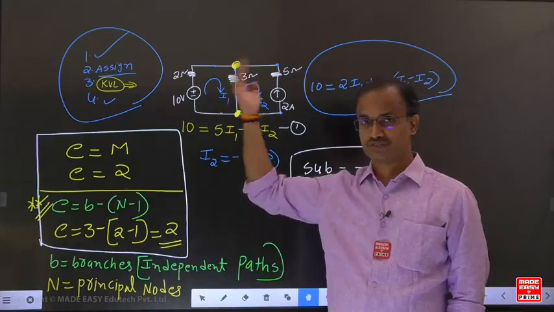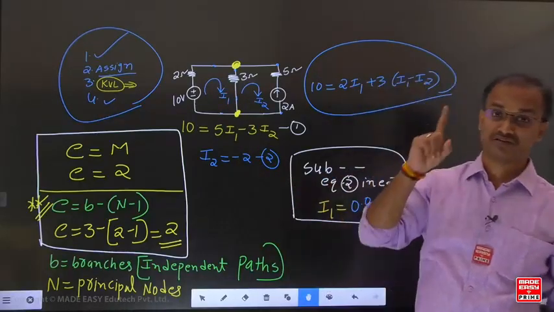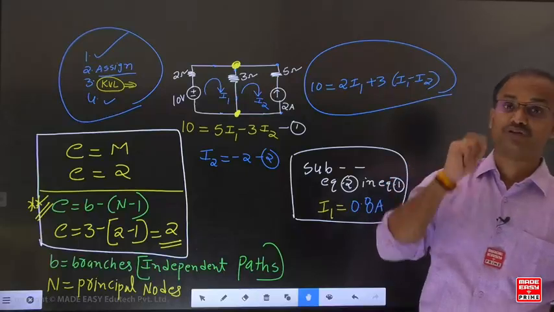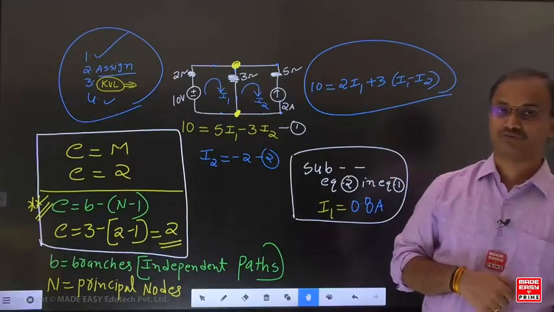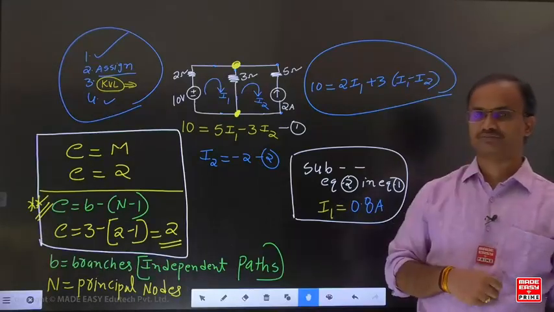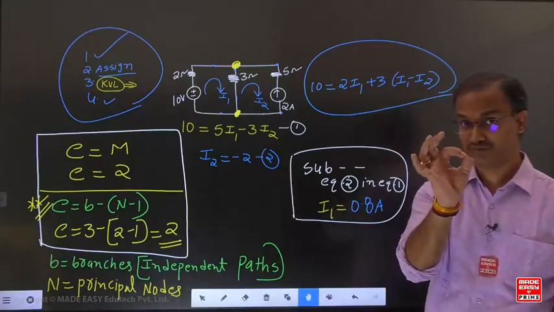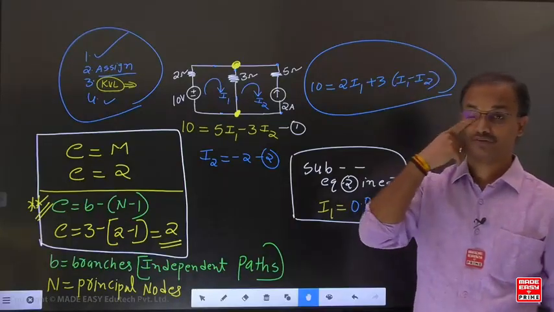But in loop 2 the current source is there, so we get the answer directly. That means how many actual KVL equations are required? Only one equation. So minimum how many equations are required? Only one equation. That's why in the given example, whenever they ask for the minimum number of equations, पहले क्या करो?